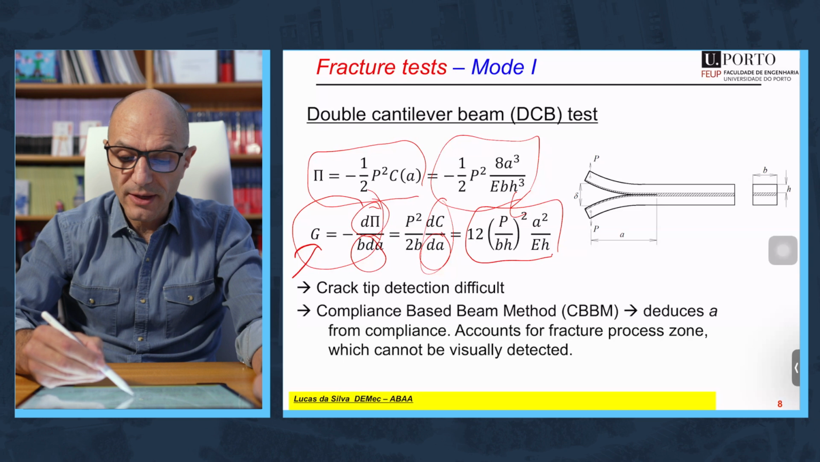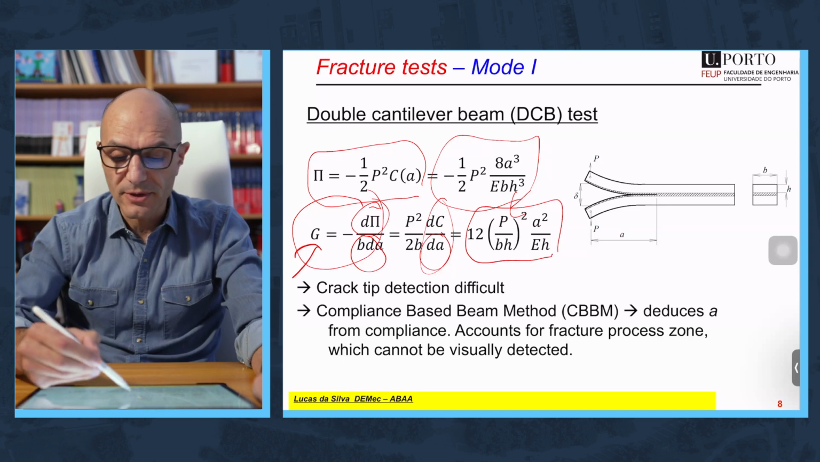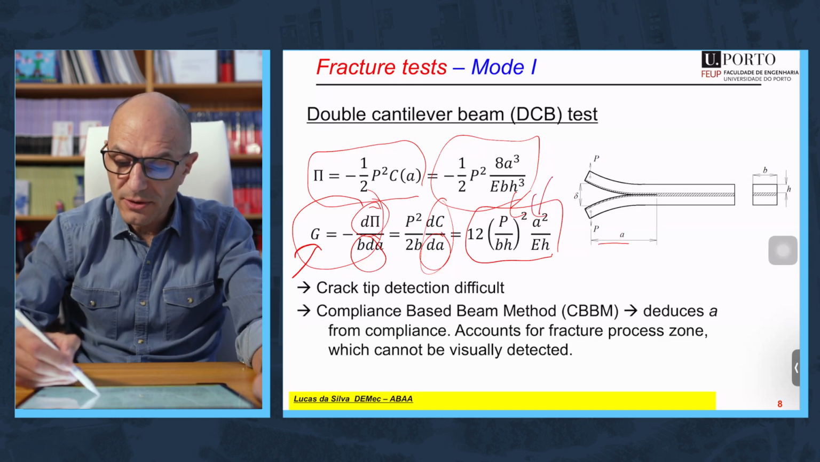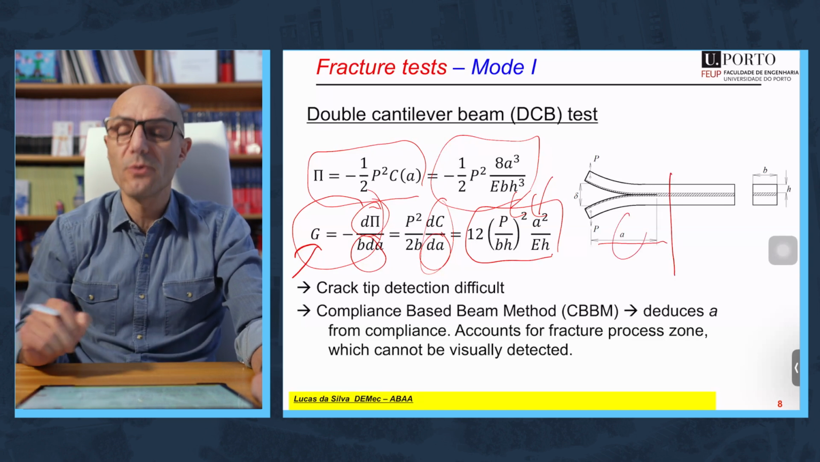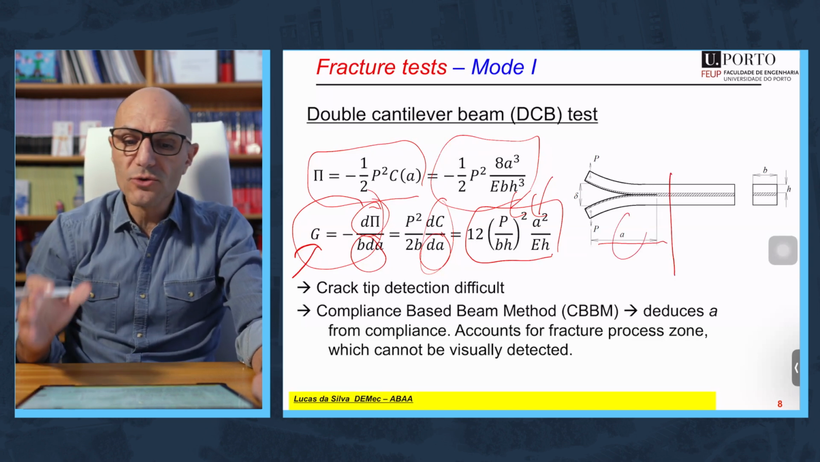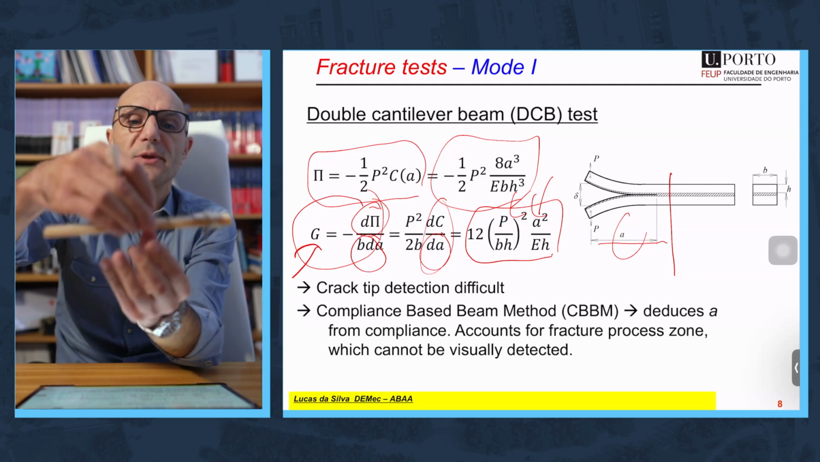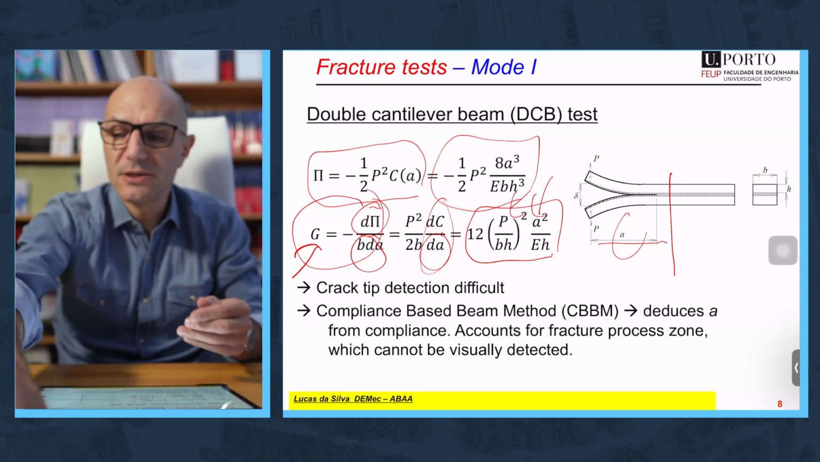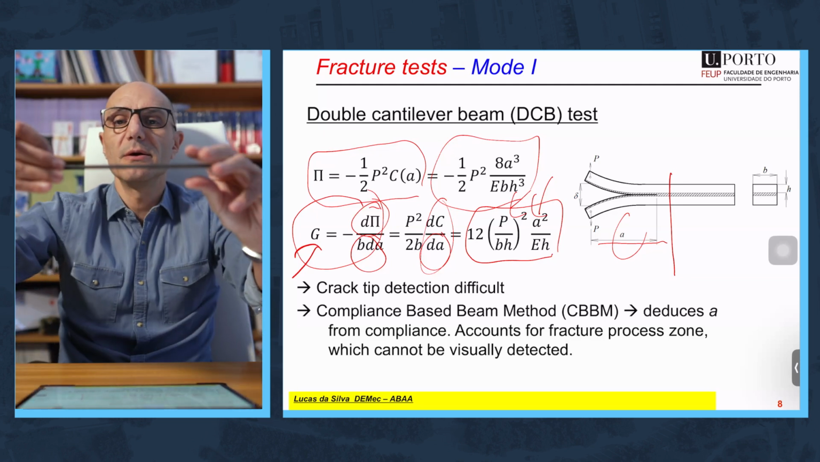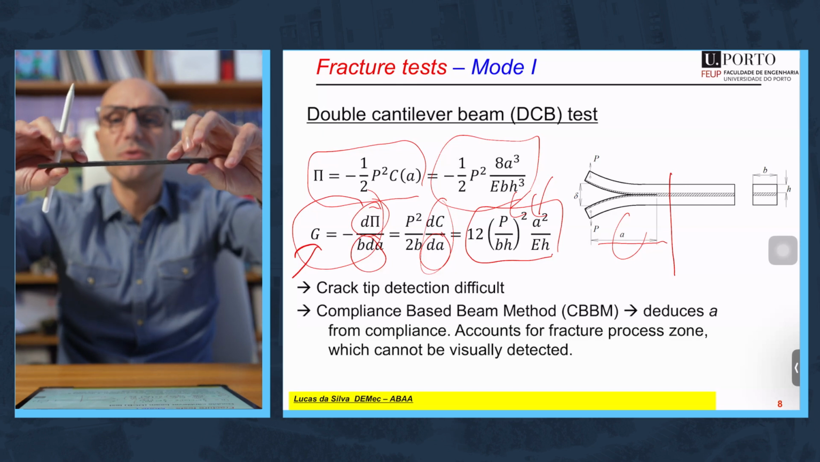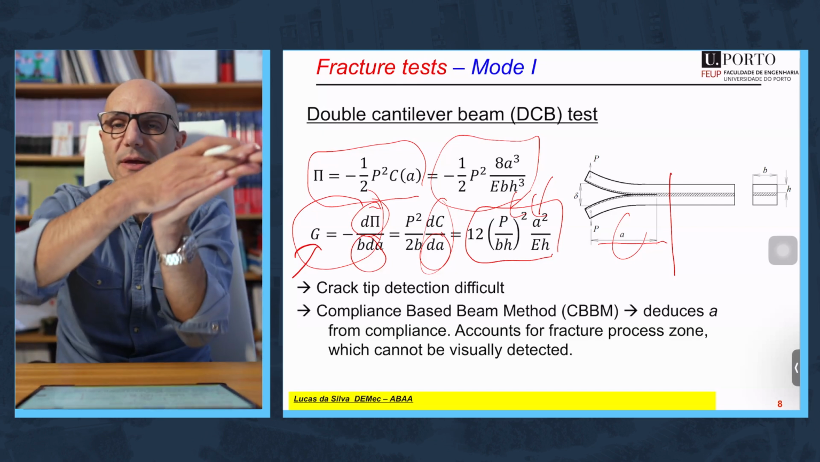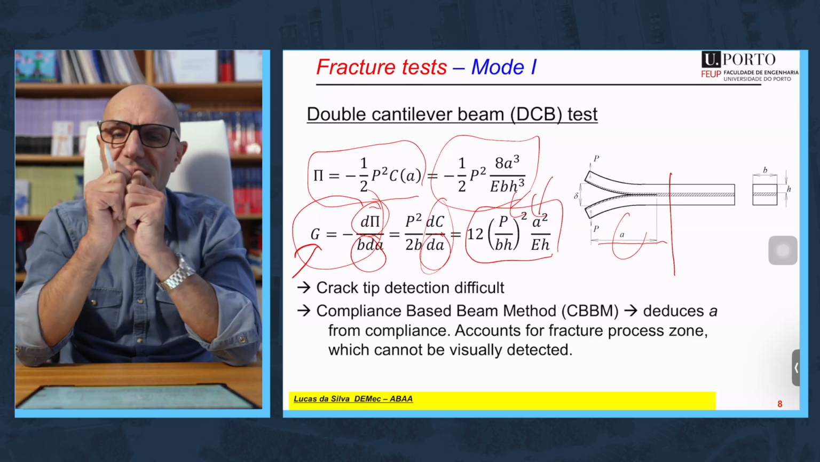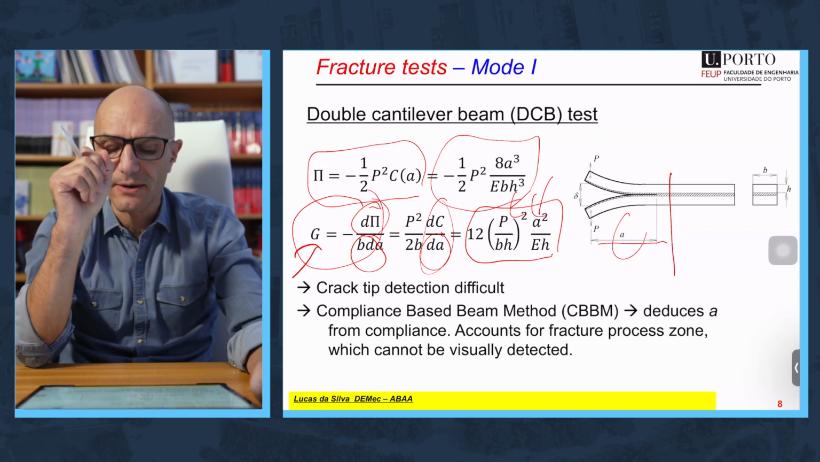But in any case, if you want to get the fracture energy, you need to measure the fracture or the crack length a during the test, which is not always easy. In mode 1, it's not that complicated because it opens, but imagine that you want to test this in mode 2. You typically apply bending, then the two arms will be against each other, and it's very, very difficult to detect the end of the crack tip.